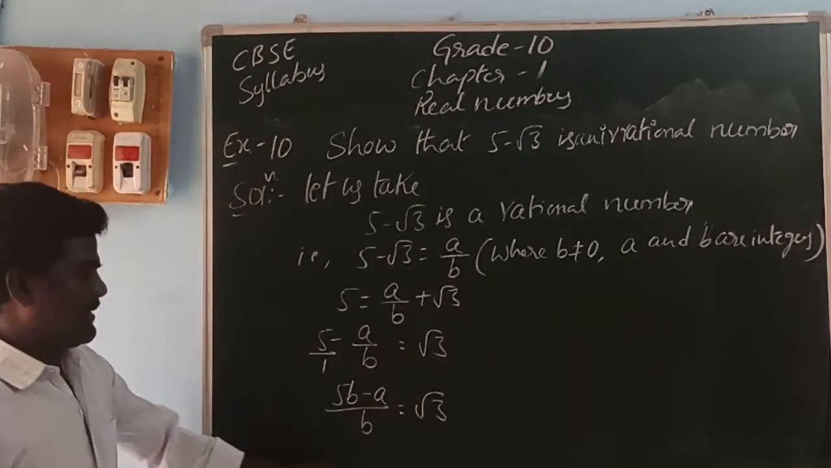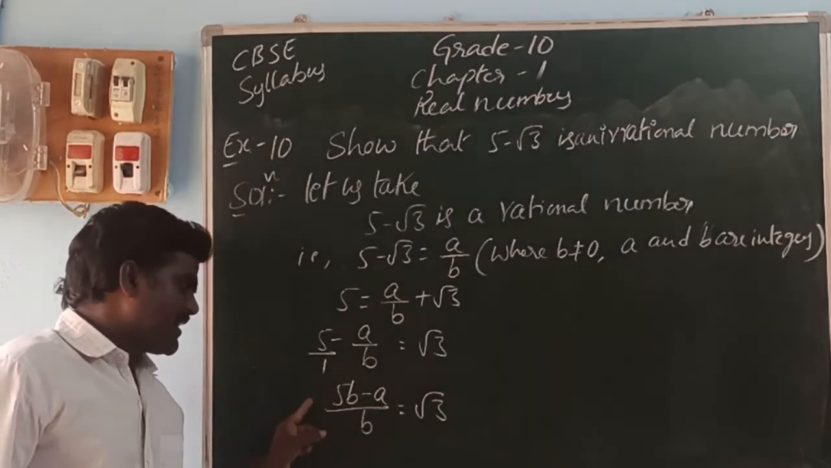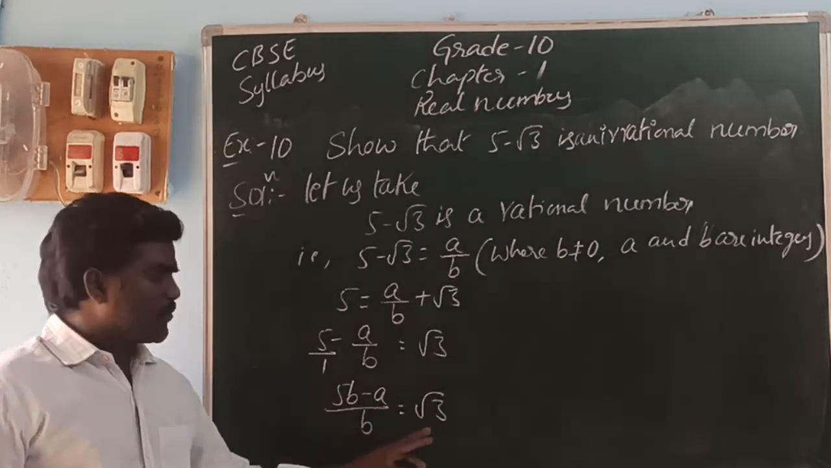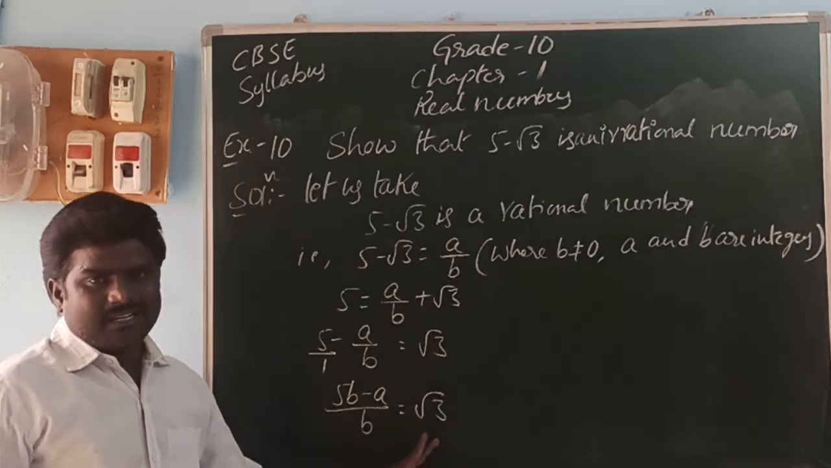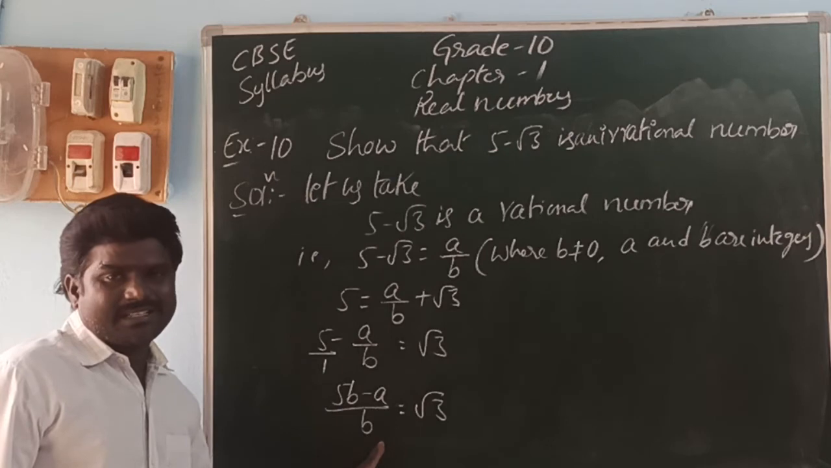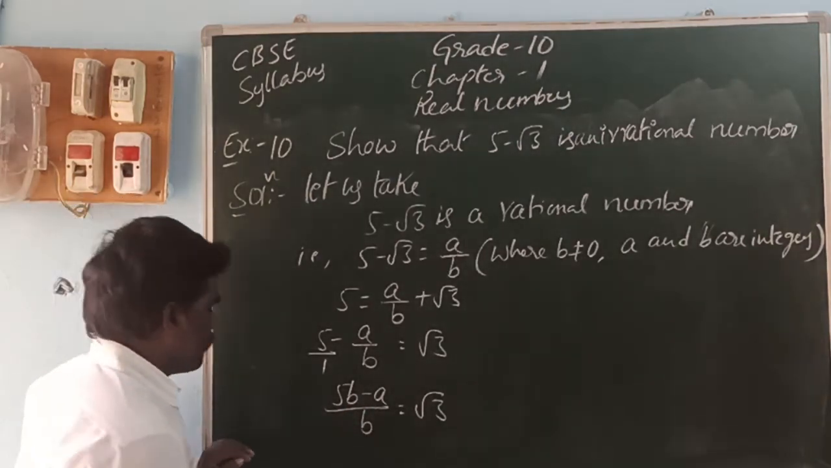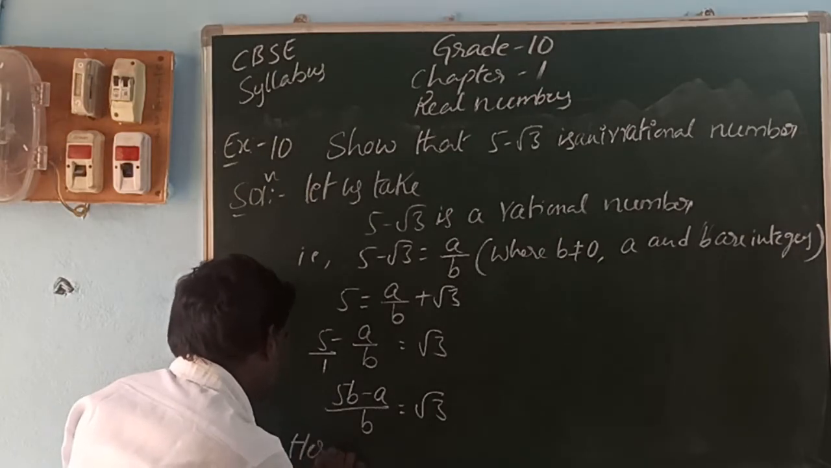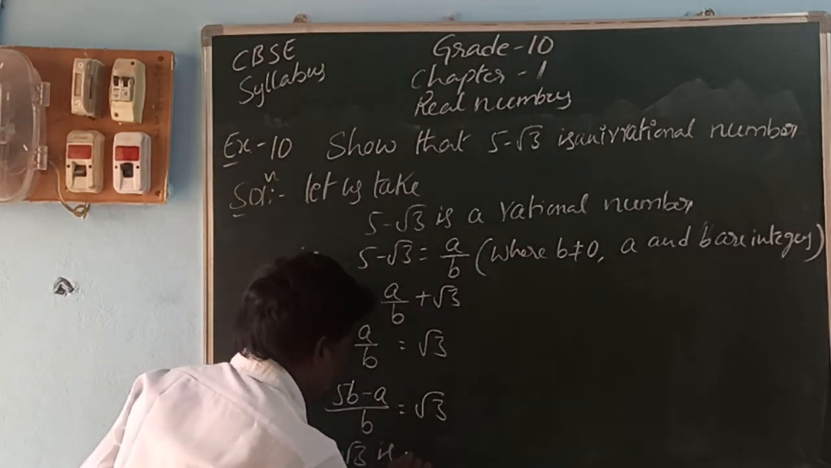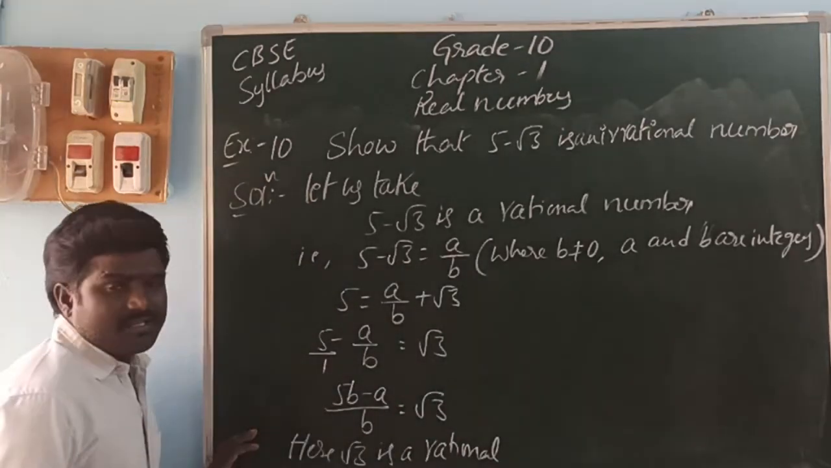So when you observe here in this equation, the right side is root 3, the left side is in p by q form. So root 3 is which number? Irrational number. But in LHS it is in the form of p by q. It is a rational number. So therefore our assumption is wrong. Okay, so here root 3 is a rational number. Root 3 is rational.